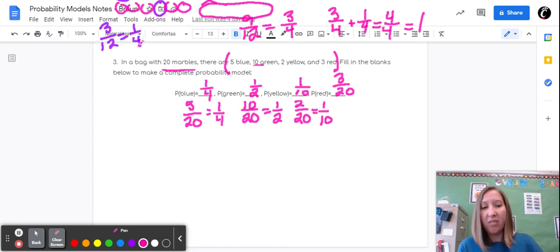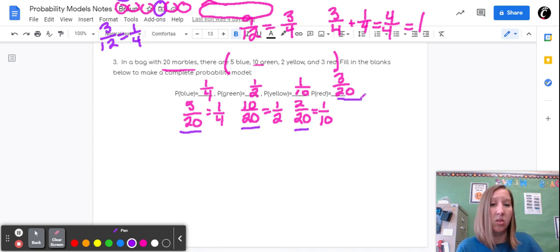Now, when I add fractions, I do need a common denominator. So if I look at my reduced fractions, that's not going to be as easy. So looking at 1/4 plus 1/2 plus 1/10 plus 3/20, that is not as easy to add together, but I do have my original fractions out of 20. So I have 5/20, 10/20, 2/20, and 3/20. So I'm going to add those together.